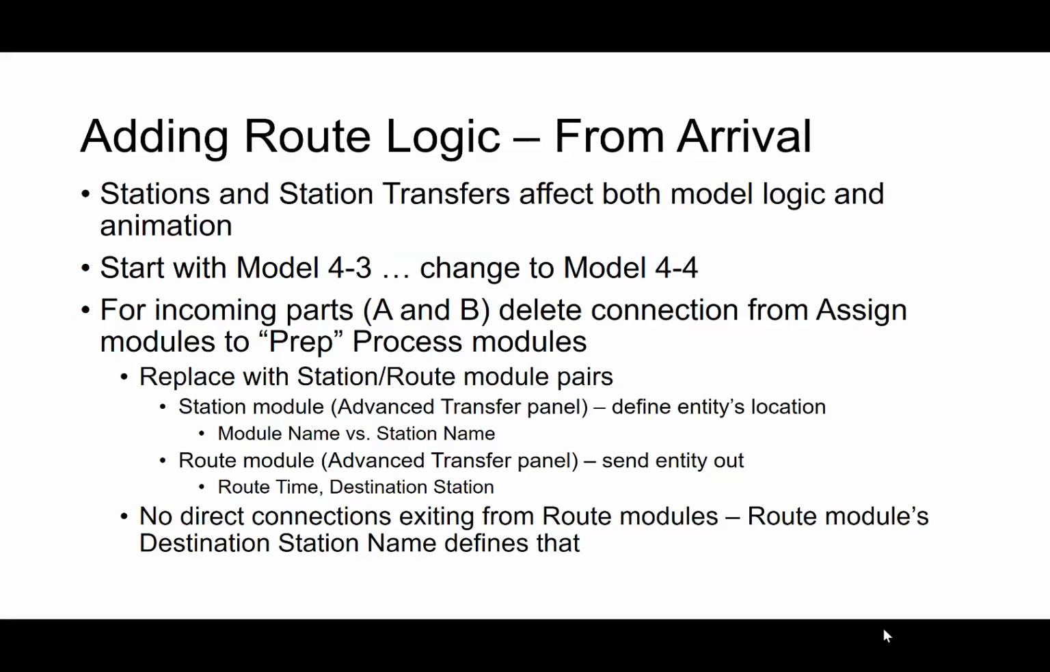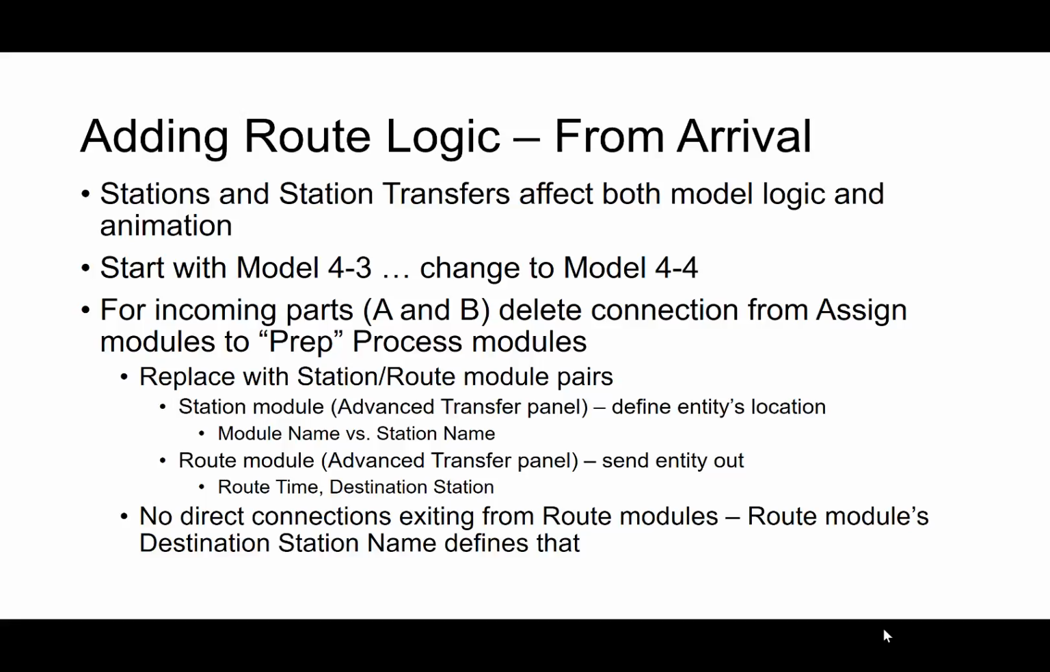So adding the route logic from arrival. Stations and station transfers will affect both model logic and animation. So we'll start with Model 4.3 and change it to 4.4. For incoming parts A and B, we'll want to delete the connection from the assign modules to the prep process modules, and we'll replace them with the station and route module pairs.